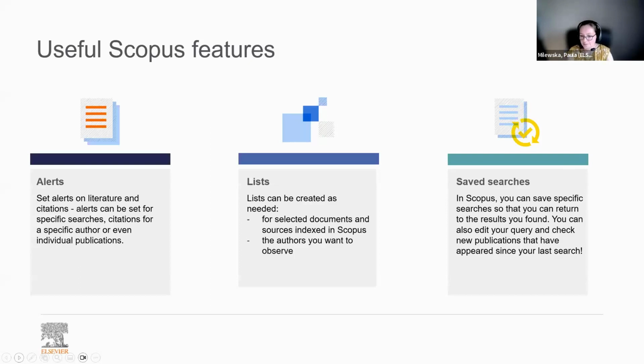And saved searches. In Scopus, you can save specific searches. Later on, you can return to the results you found. You can rerun the same search that is visible to you on the Scopus database. But please remember that in Scopus, you need to save a search to see it on your search list. It's not something that will be done automatically. If you prepare a perfect search query, an advanced search query, for example, which gives you very relevant results, just remember to save this search.